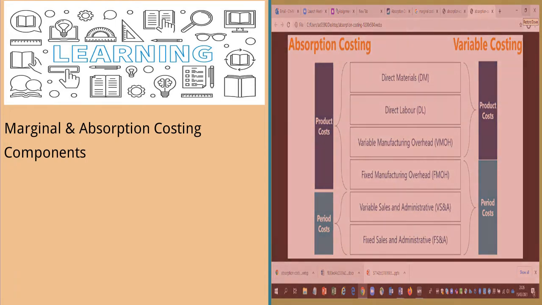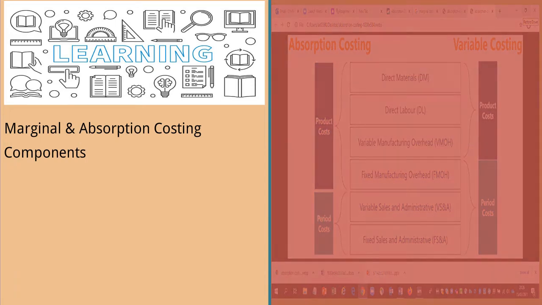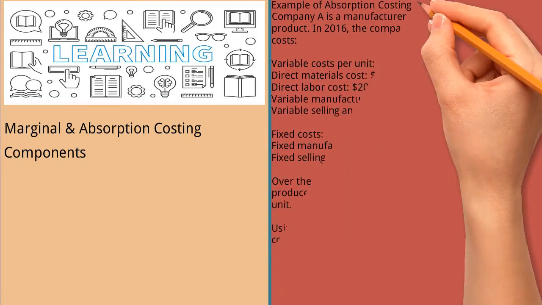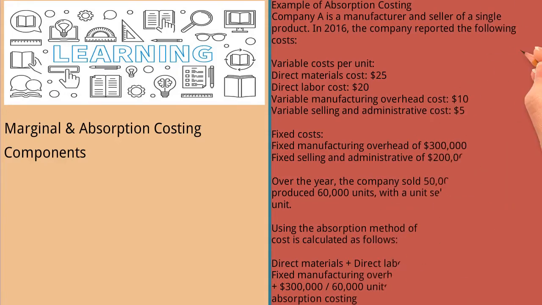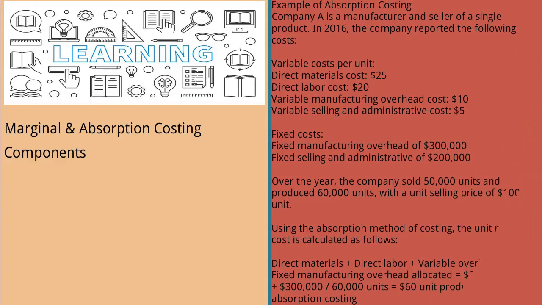So if we're looking at an example, we've got a single manufacturer who is a seller of a single product. In 2016, the company reported direct material costs of $25, direct labor costs of $20, variable manufacturing overhead costs of $10, variable selling and administration costs of $5, with fixed manufacturing overheads of $300,000 and fixed selling and administration of $200,000.